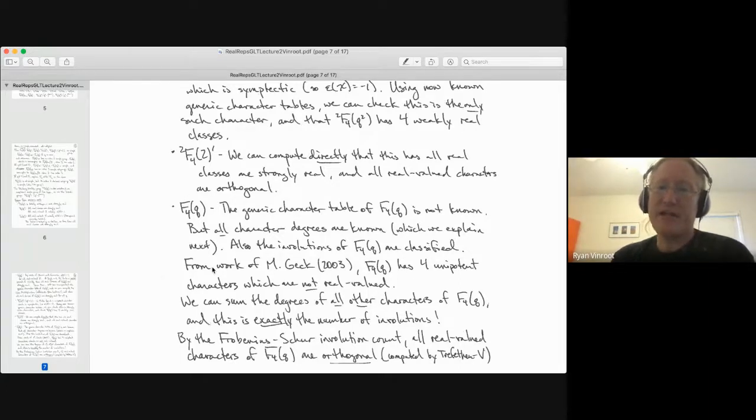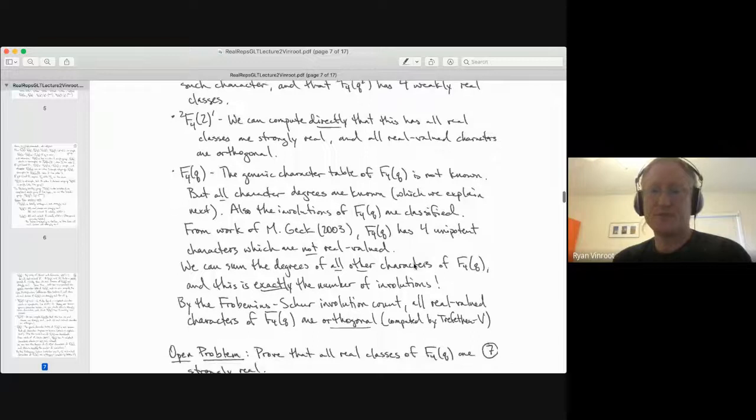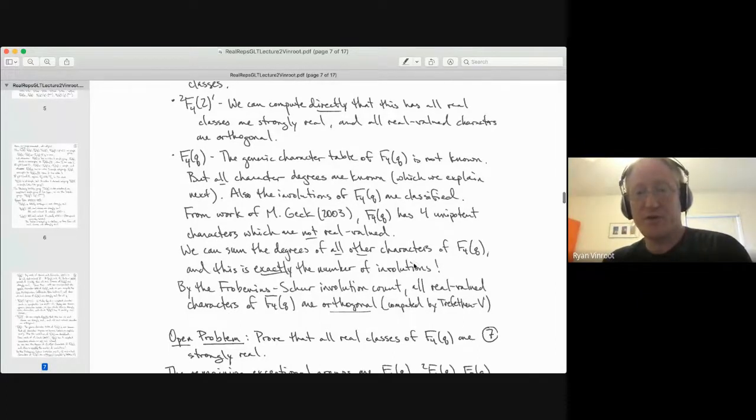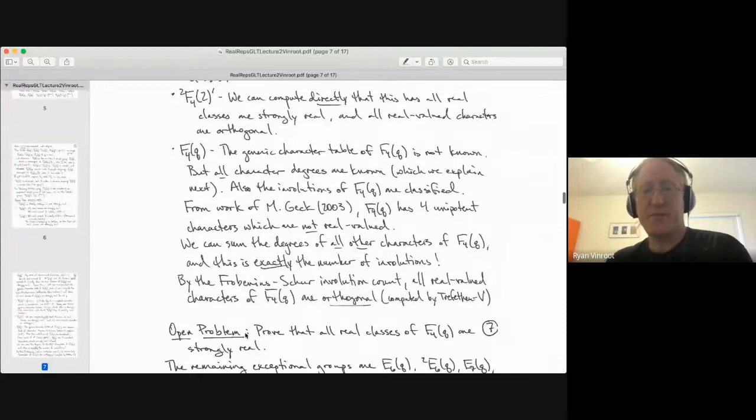So, okay, now all real valued characters of F4 have indicator 1. So this is now known. And now we get to our first open problem in this direction, and that's prove that all real classes of F4(q) are strongly real. This is open. It would be great if one of you proved this. I would love it. And this is where the information on F4 stops.